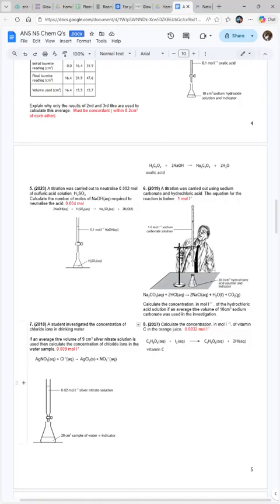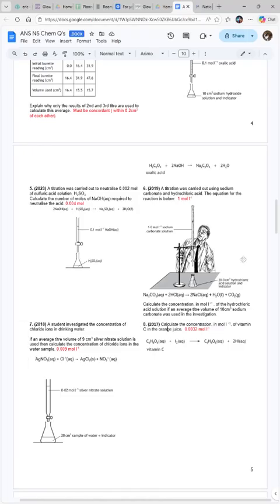0.18 equals, so on the other side, concentration times volume over n. Concentration is unknown, that's the point of the question. Volume is 20. And in this case, the n is just 1. So 0.18 equals 20c. So divide both sides by 20, you'll have 0.009 moles per litre.